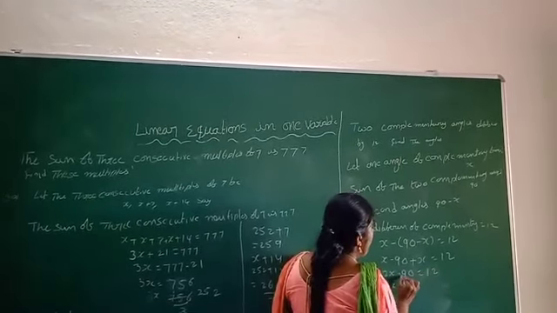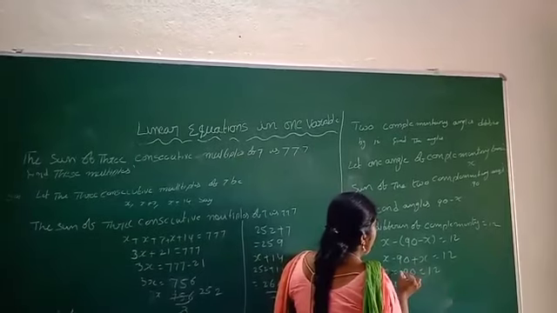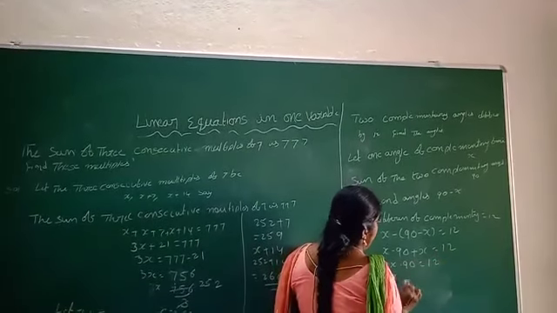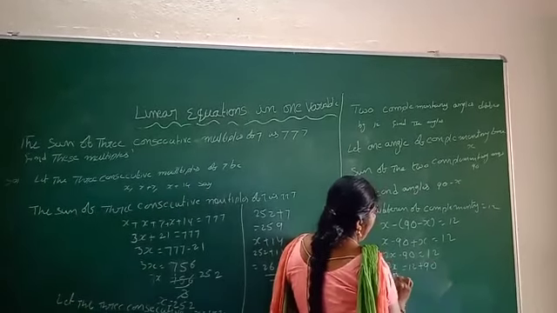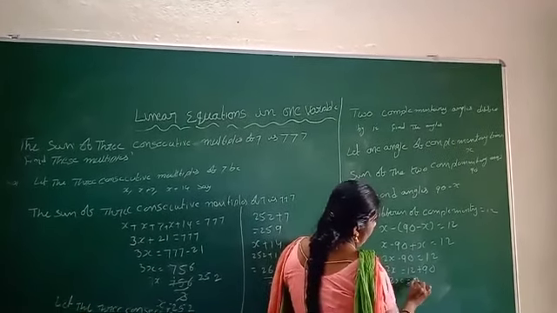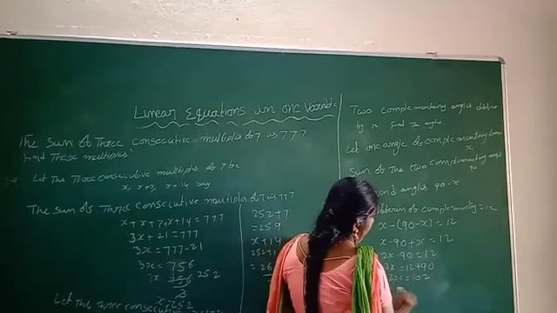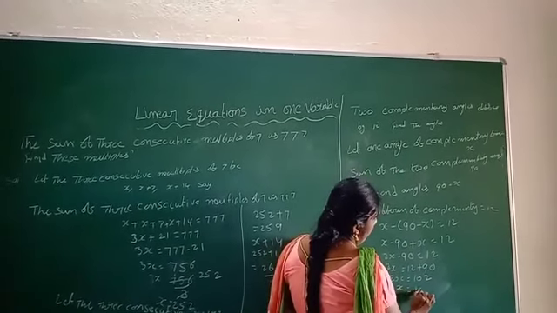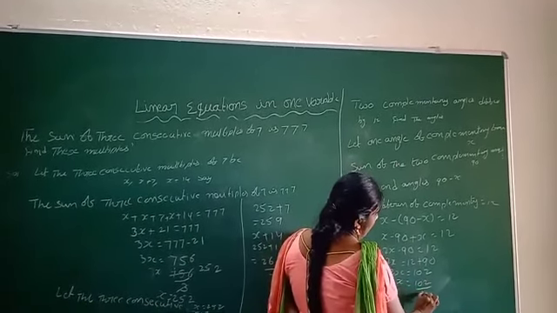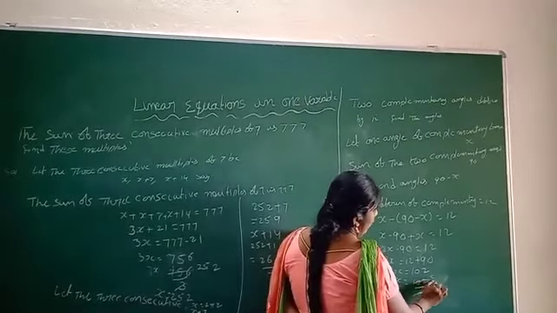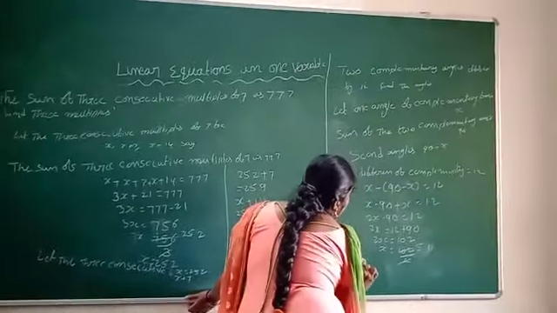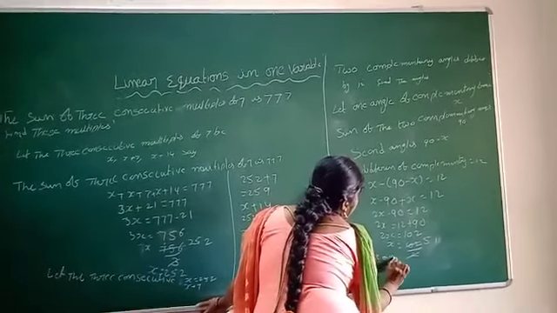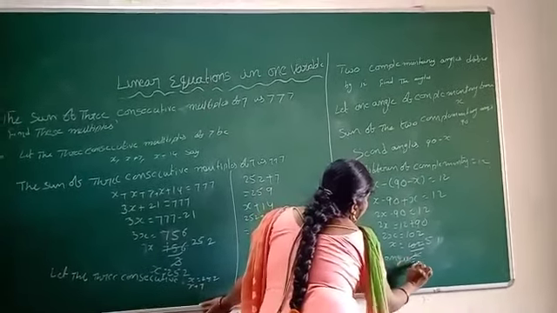So, minus 19 is changed to the other side. Minus becomes plus. 12 plus 90, 2x equal to 102. So, x equal to 102 by 2. 2 ones are 2, 2 fives are 10. X equal to 51. One angle is 51.